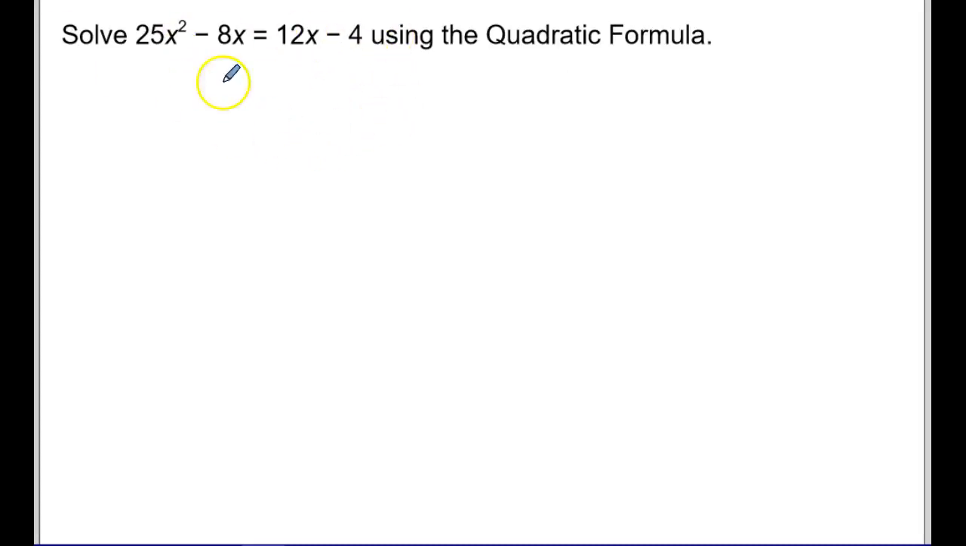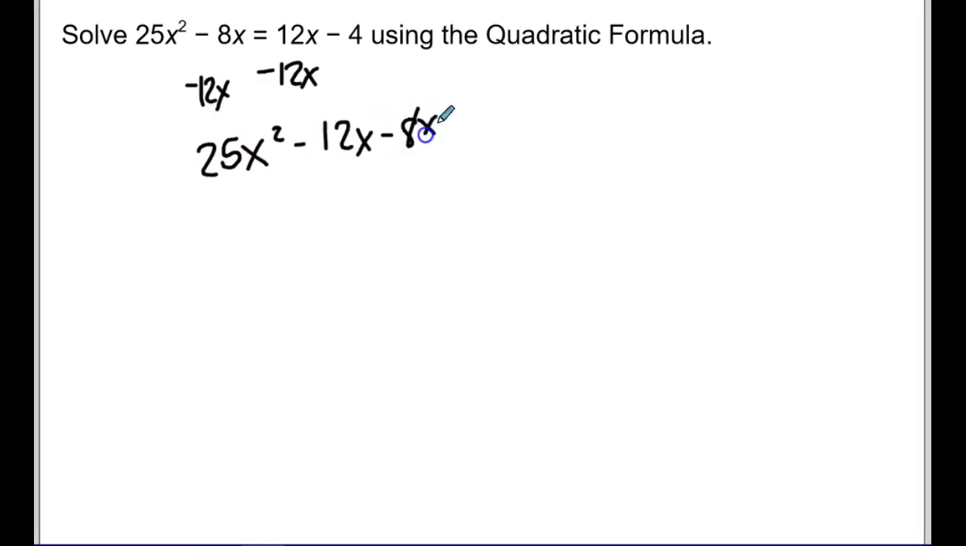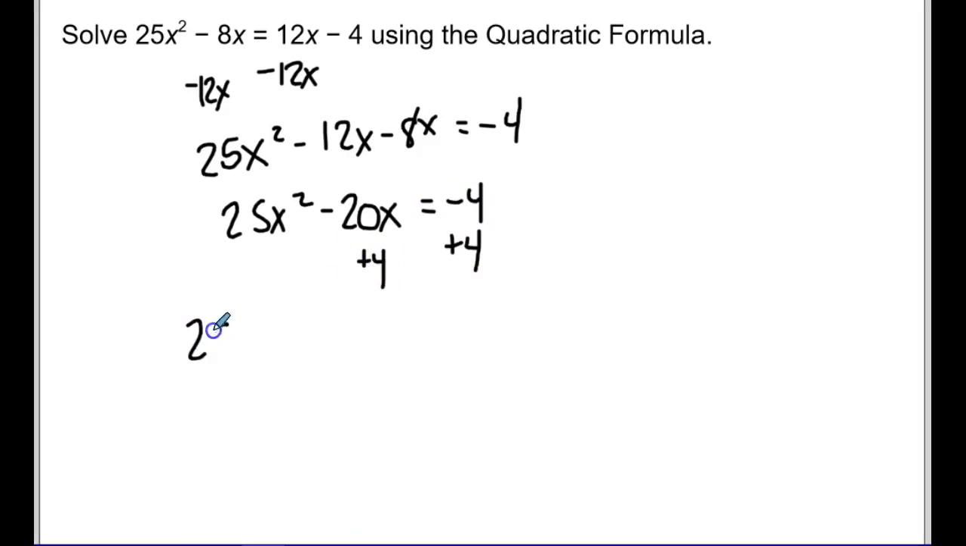So now here's a different one. We're going to use the quadratic formula. Again, I have values on both sides of my equation, so I need to subtract my 12x from both sides. So 25x squared minus 12x minus 8x equals negative 4. Well, I can simplify here: 25x squared, negative 12 minus 8 is negative 20x, equals negative 4. Now I need to add this 4 to both sides. So 25x squared minus 20x plus 4 equals 0.